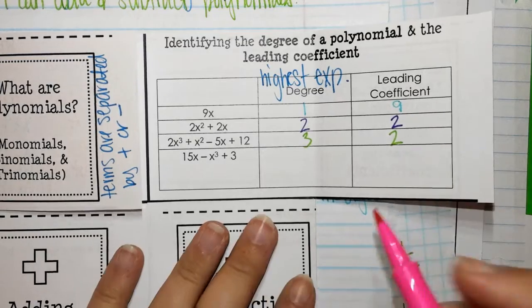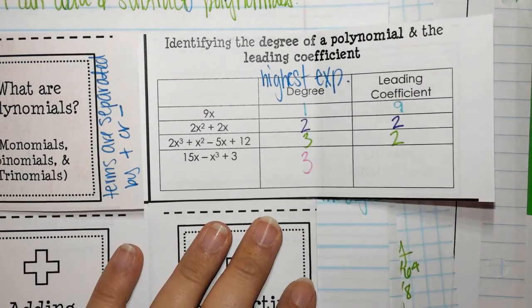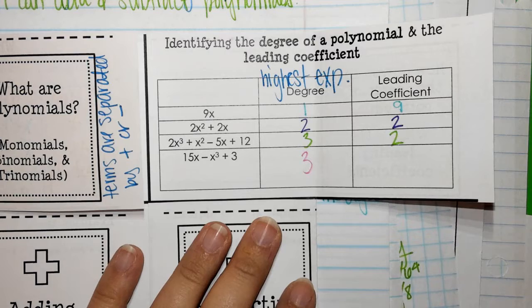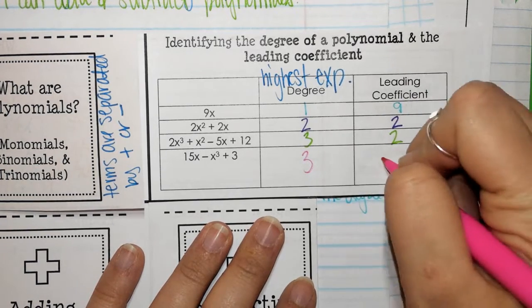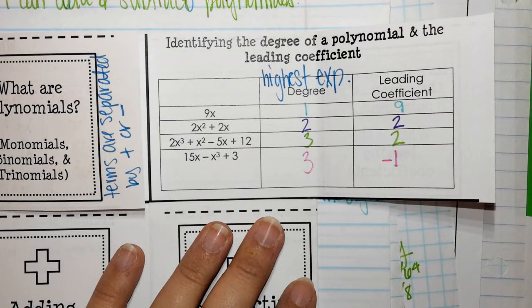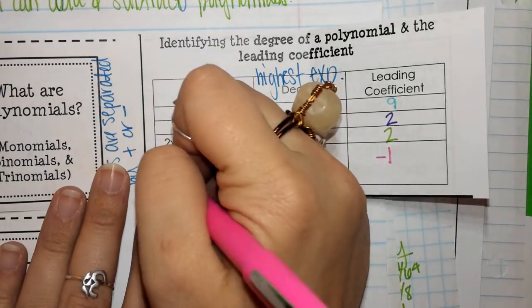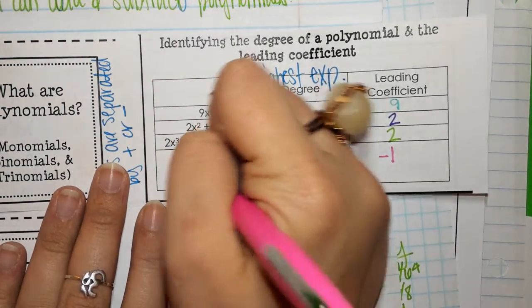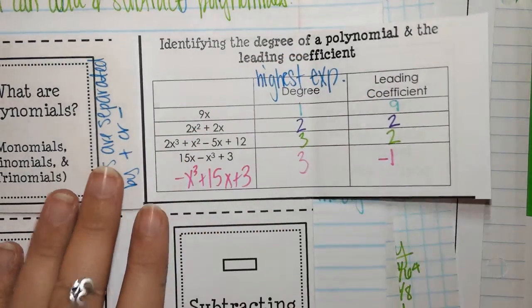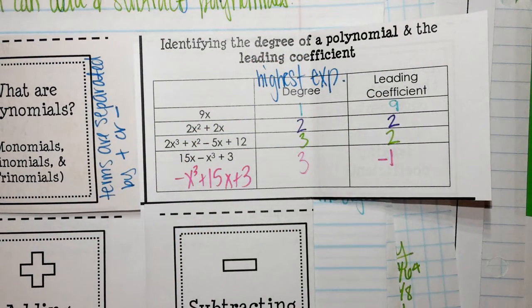Alright, what's the degree of the next one? 3. What's the leading coefficient? -1. Now, normally we write these in order from greatest exponent to least. So you would rewrite this as negative x cubed plus 15x plus 3. Yes. Put it in the front.